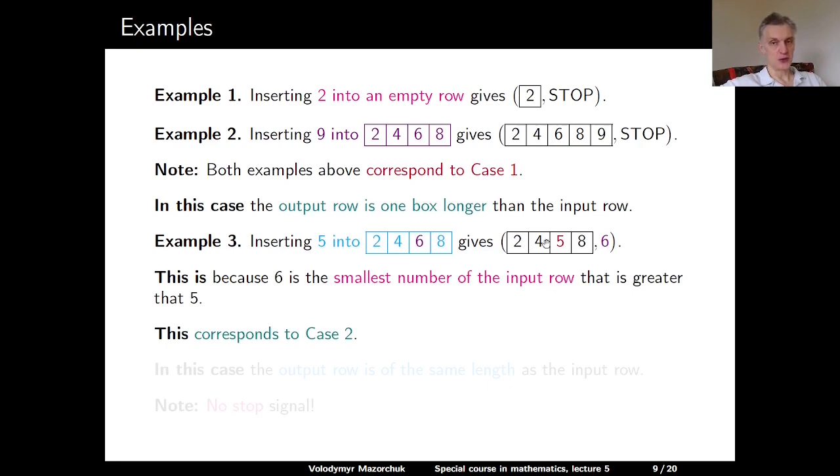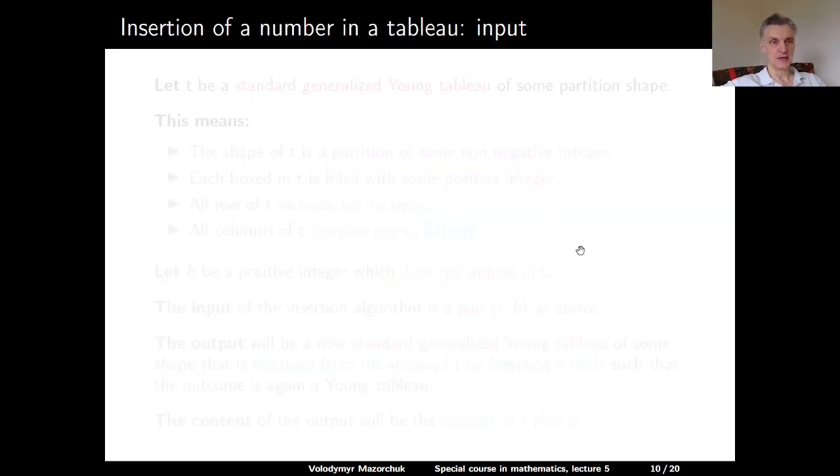We get a new row of the same length, but it is modified. The number bumps something from that row, and there is a new number which is carried over to the next step. And note that here there is no stop signal, so the algorithm will go further. The next algorithm will go to the next step. Let's explain it, and that's an algorithm for how to insert a number in a tableau.